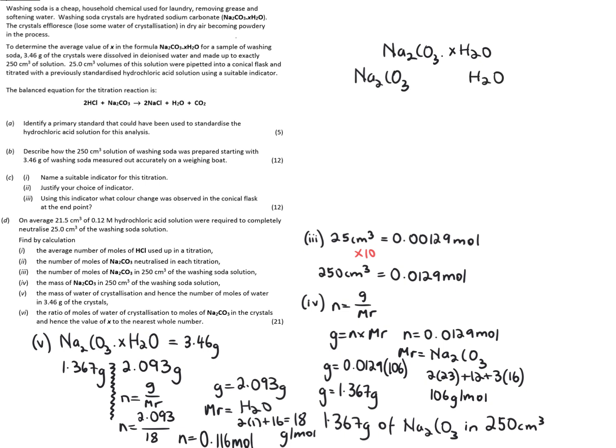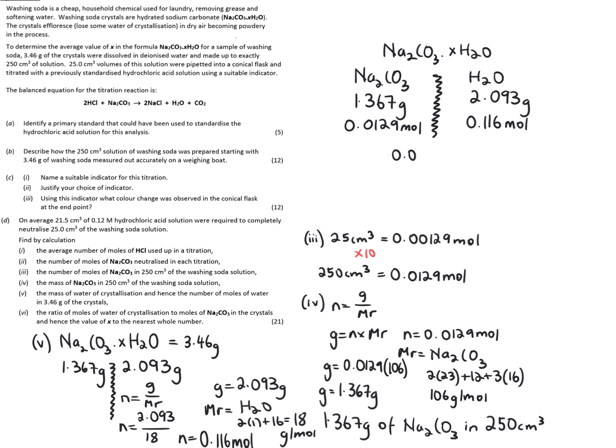In terms of the Na2CO3, well, we know that there's 1.367 grams, and in terms of the water, we have 2.093 grams. That 2.093 grams, we figured out in the last part, it was 0.116 moles. And we'd already calculated the number of moles of the sodium carbonate, which was 0.0129 moles. We then just need to figure out the ratio of this. So we put them together as a ratio.